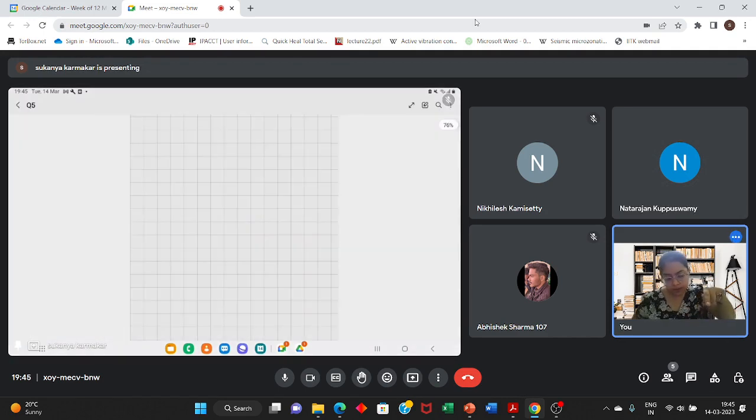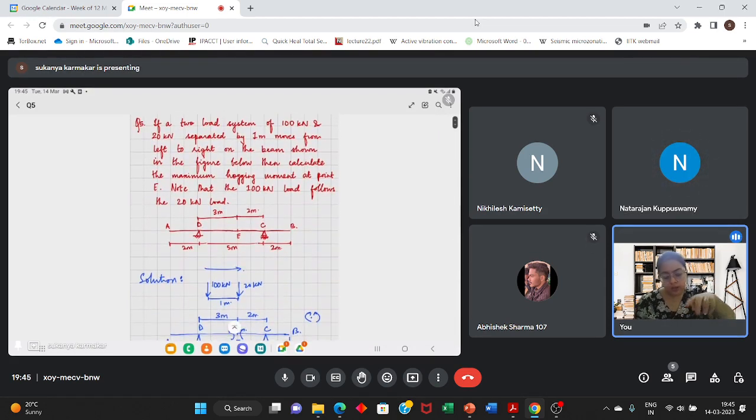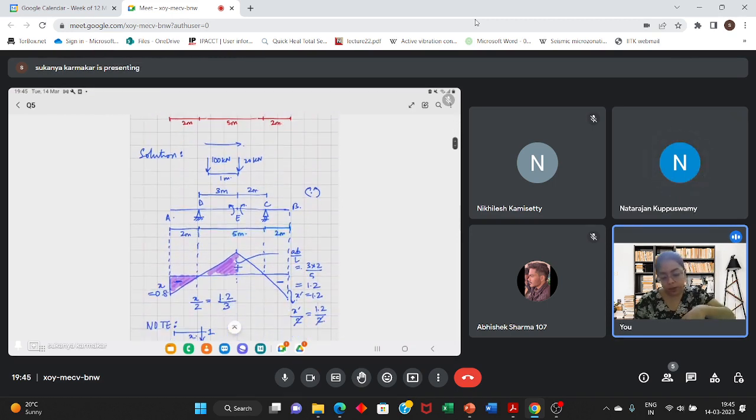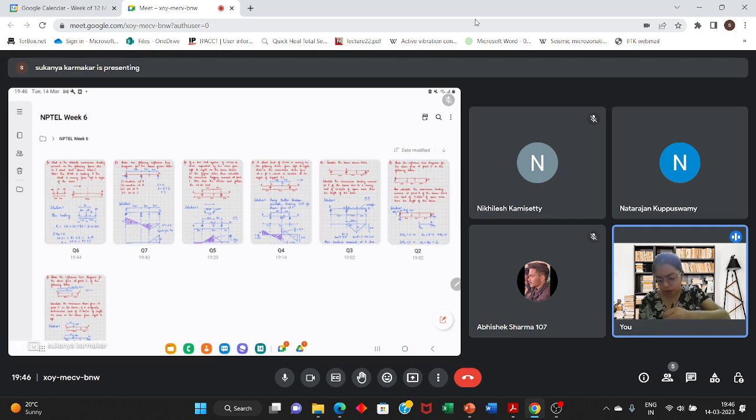Okay, in this question, this question had two loads. And it was specified to calculate the maximum hogging moment. So for hogging moment, you had to place the loads either on the left side or on the right hand side, because only in these two portions hogging moment was getting generated. But if I was asked to calculate maximum sagging moment, then I would put the resultant.